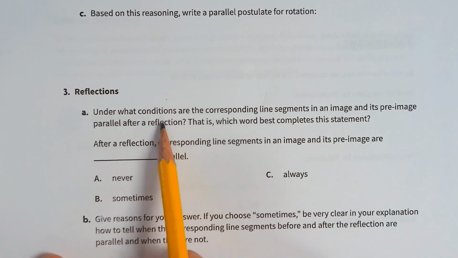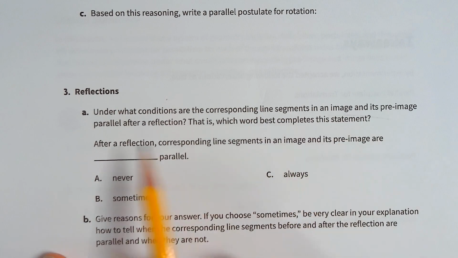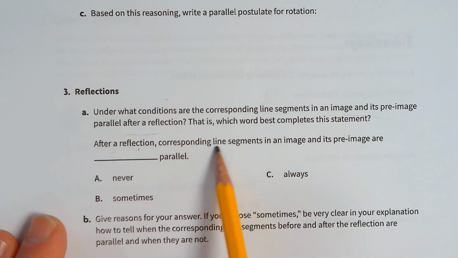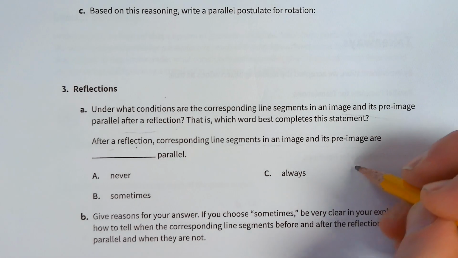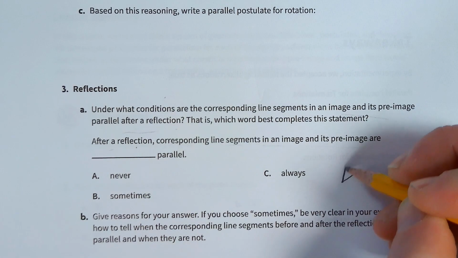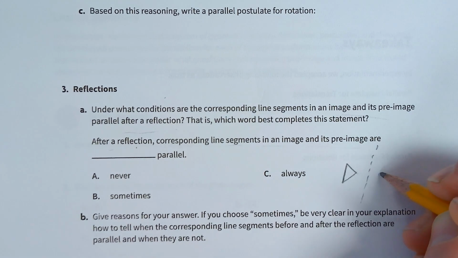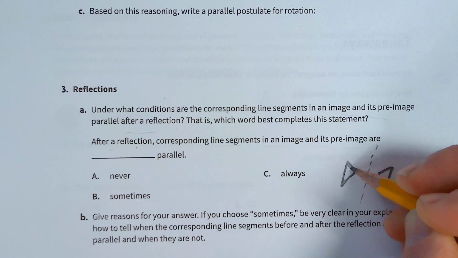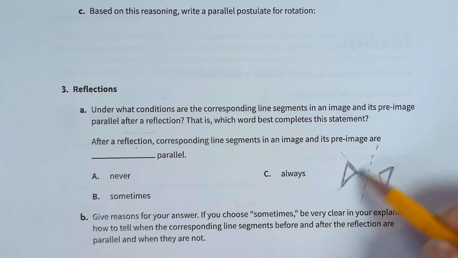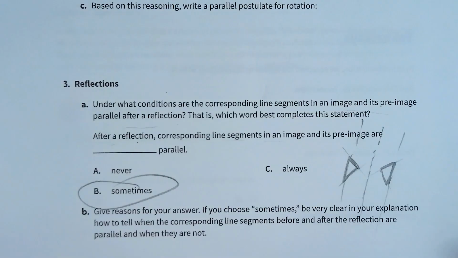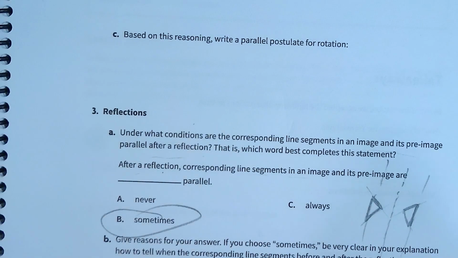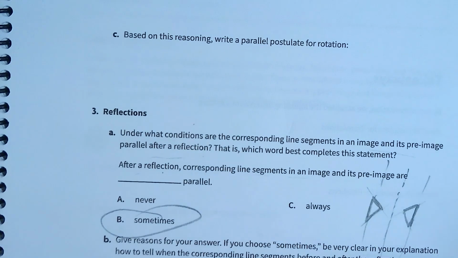Under what conditions are the corresponding line segments in an image and its pre-image parallel after reflection? After reflection, corresponding line segments in an image and its pre-image are blank parallel. Let's look at a triangle. Let's get a line of reflection in here. Okay. That's not parallel. That's not parallel. But this one is parallel. That's because it's parallel to the line of reflection. So sometimes, only if parallel to the line of reflection.